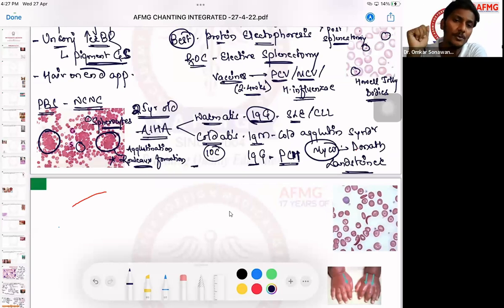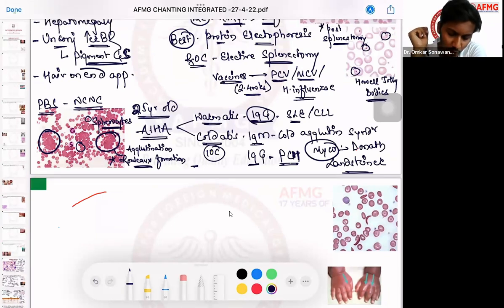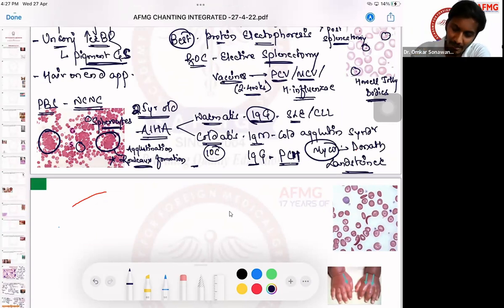Investigation of choice for autoimmune hemolytic anemia. Very good. Which test? Direct Coombs test or indirect Coombs test? This is important. They play with that.